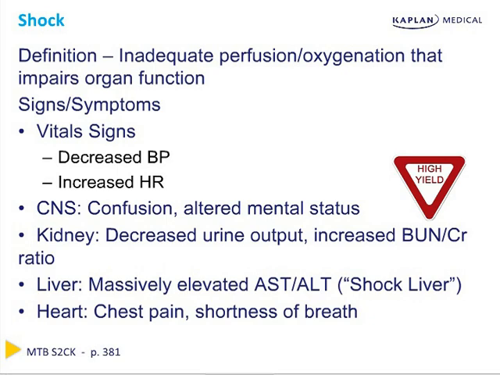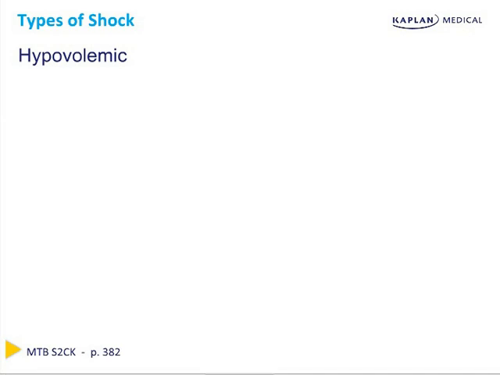It should be noted that this finding is usually delayed. The first type of shock we will cover is hypovolemic shock, in which the intravascular volume becomes so depleted that it cannot provide the necessary blood flow to the vital organs.